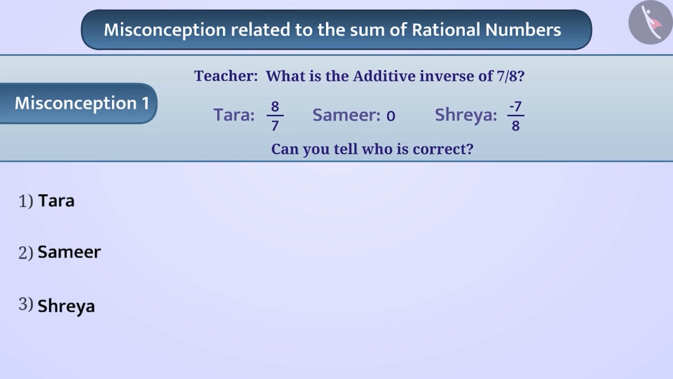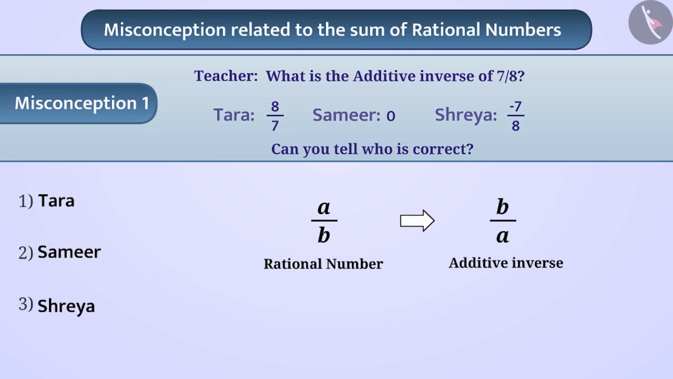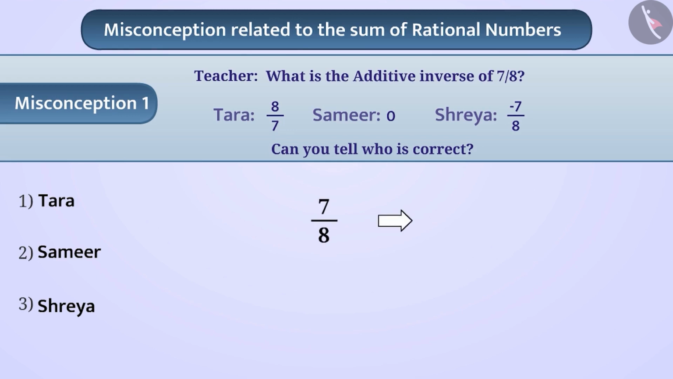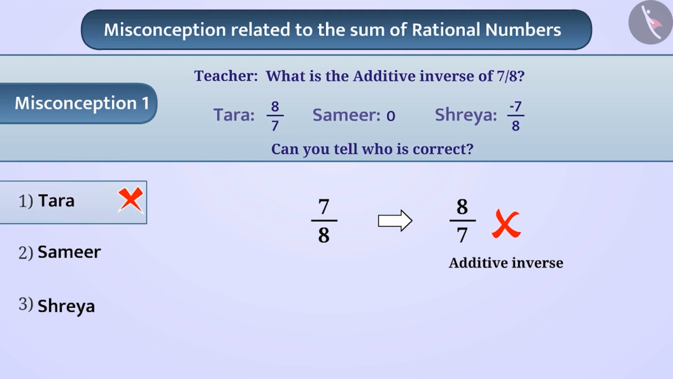Some children do not have the correct understanding of additive inverse. They understand that the inverse of a rational number is obtained by replacing the numerator and denominator of that number with each other. As Tara had stated, the additive inverse of 7 by 8 is 8 by 7. But this is a wrong understanding. So Tara's answer is wrong. That is, option 1 is the wrong answer.